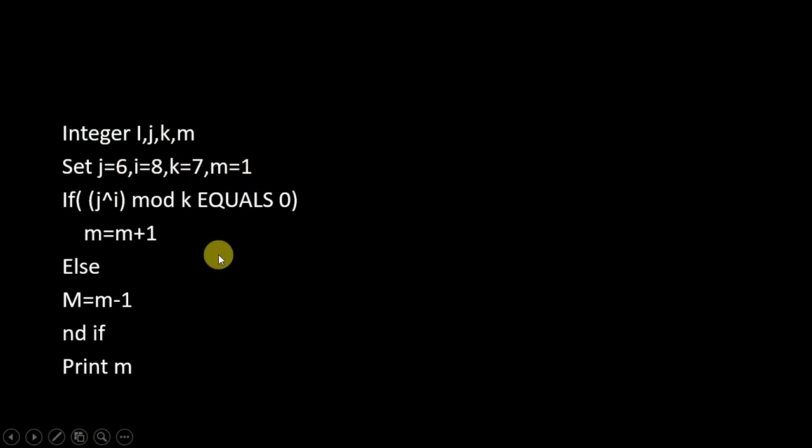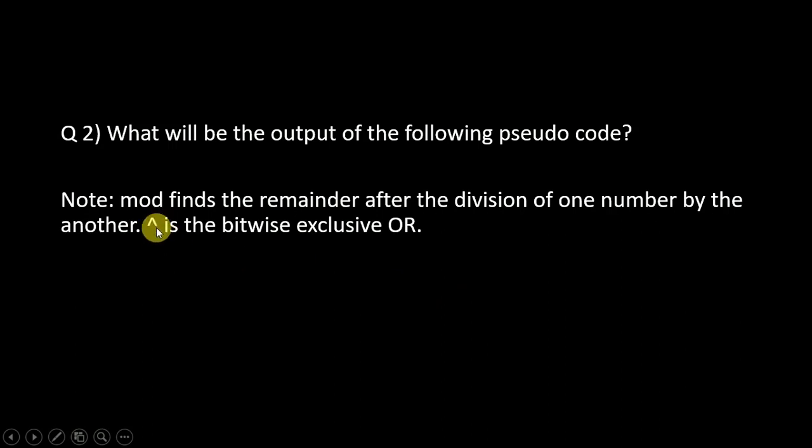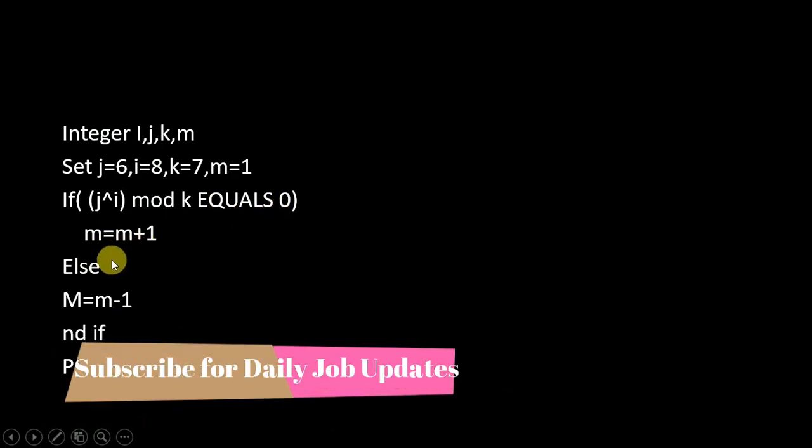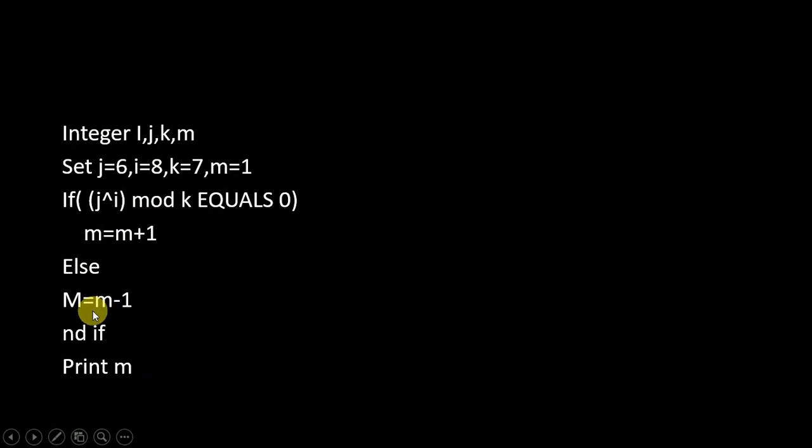And what we have to do is, if j exclusive OR i, because they have defined here this sign will be OR, mod 10 equals 0, then we have to do n equal to n plus 1. Otherwise, we have to do n equal to n minus 1.